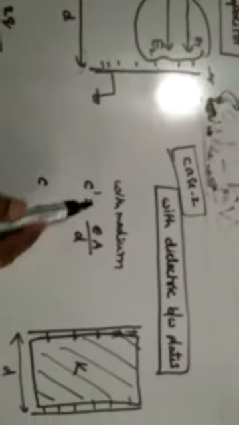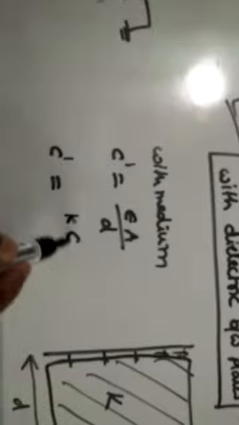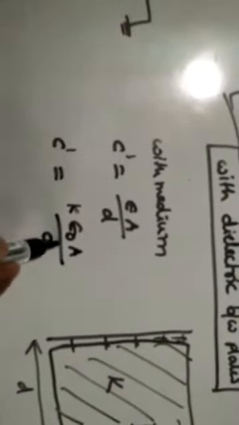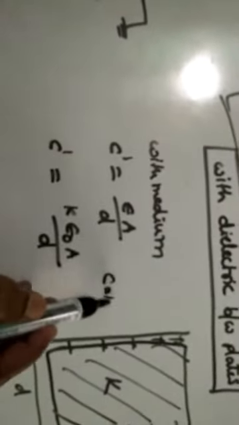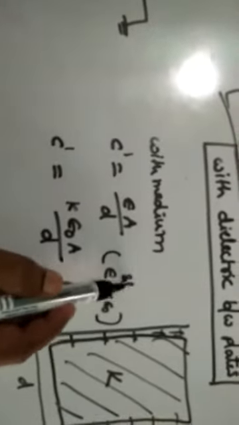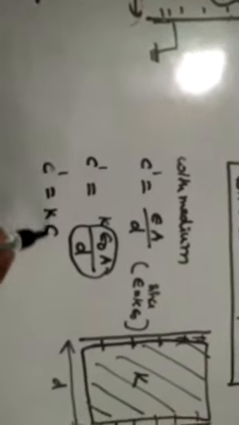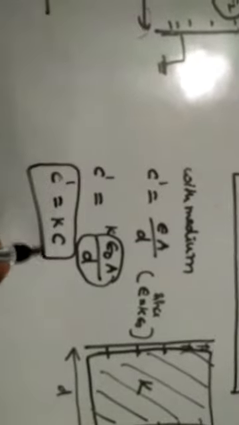I am writing C dash here for the second case. C dash equal to, we know very well from chapter number 1 also, epsilon is nothing but K epsilon naught, so C dash is K epsilon naught A by D. Epsilon naught A by D is nothing but C. So C dash is equal to KC.